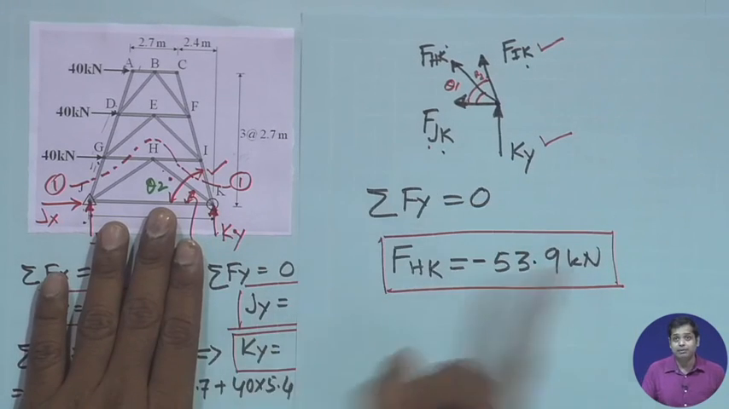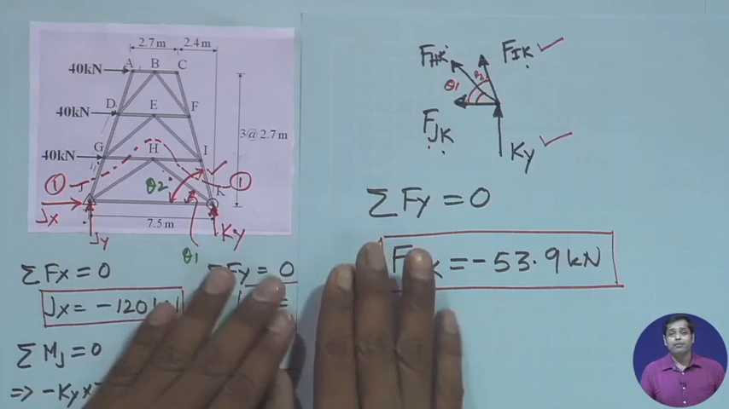So the previous example was purely method of sections, where all the member forces were determined using method of sections. But as I say, the most economic way will be if you apply method of sections and method of joints both together in the same problem. This second example was the demonstration of that.